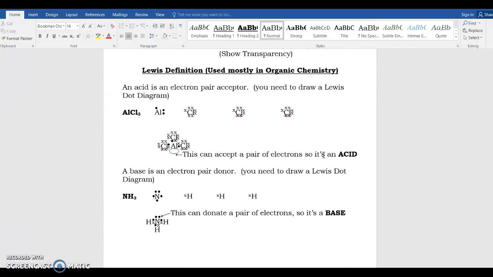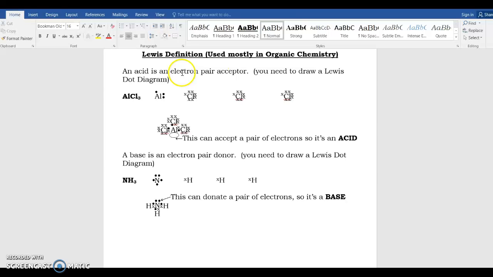The most difficult and the last one is the Lewis definition. It's used mostly in organic chemistry. Please highlight that and make a note of that. That will be on there as well. It says an acid is an electron pair acceptor. And this is where people get most confused. This diagram here is on your notes, and it says this can accept a pair of electrons, so it's an acid.